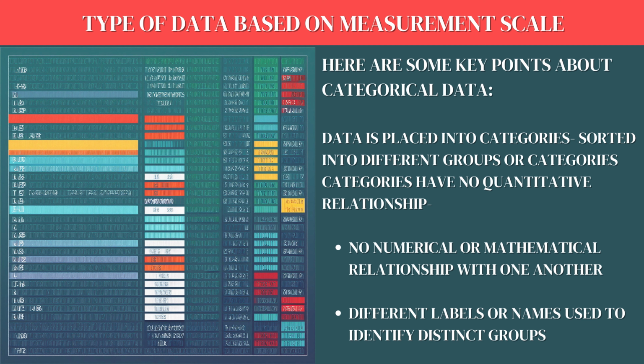Employee classification, manager, supervisor, associate, that is having different job roles. Employee classification, male, female, that is having different genders. Employee classification, adult, child, that is having different age groups. In these examples, the data is divided into distinct categories based on a specific characteristic, such as location, job role, gender, or age group. These categories do not have any numerical or quantitative relationship with one another. They are simply different labels or names used to identify and group the data.